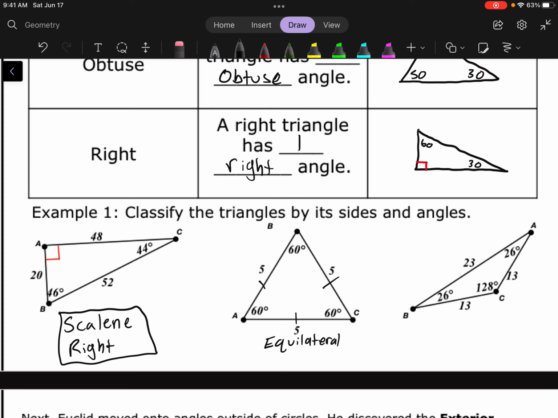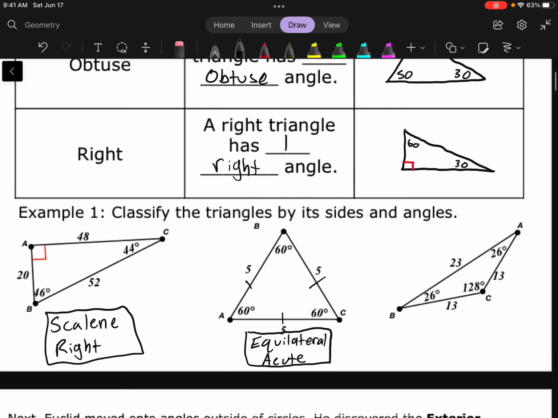And all three angles are less than 90, right? They're all 60 degrees. So that means it's acute. So that would be an equilateral acute triangle.